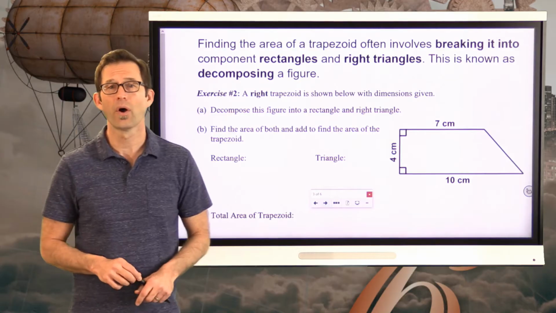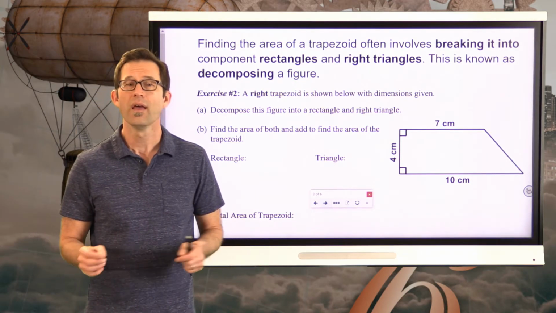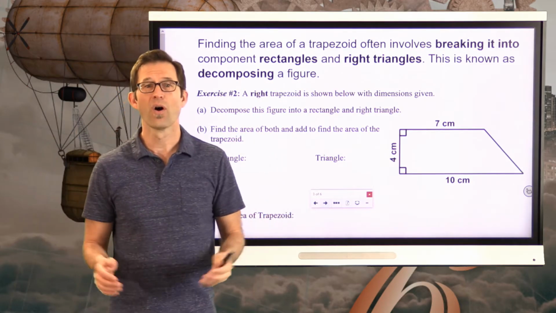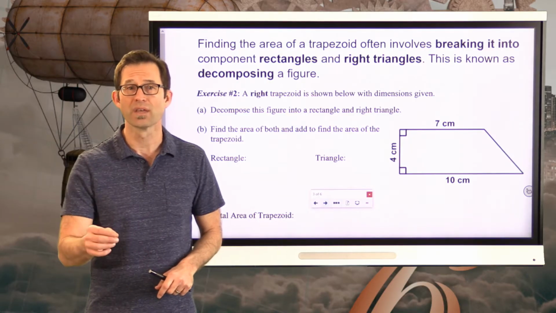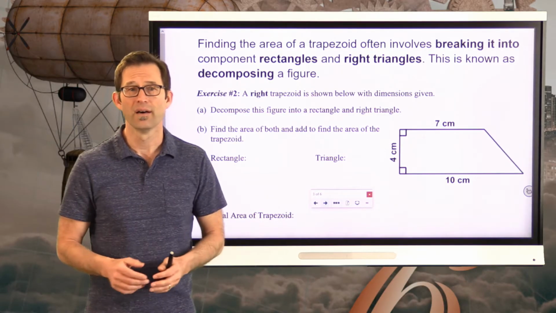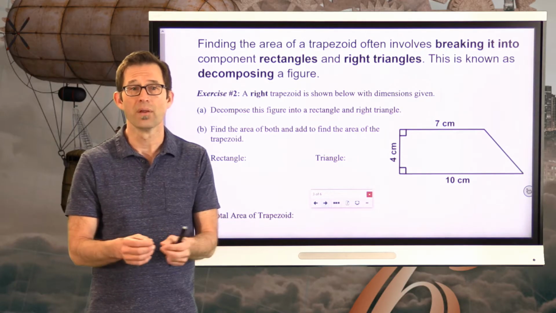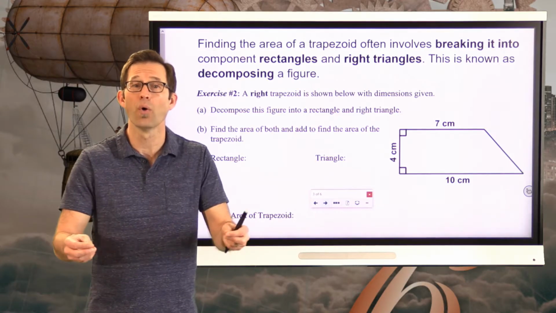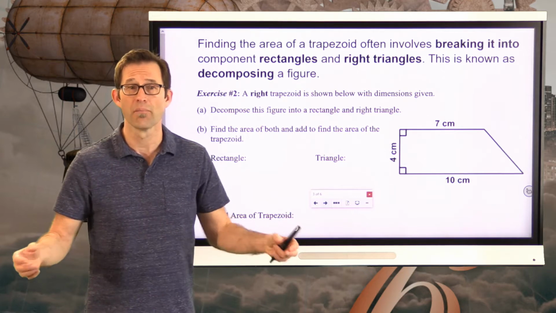Finding the area of a trapezoid almost always involves breaking it into component rectangles and right triangles. This is known as decomposing a figure. Now it's kind of a long word, decomposing a figure, but you've probably heard the word decomposing before, right? If you have a piece of garbage or, like a banana peel, it will decompose out in the wild, which means it breaks down into its component parts. That's what decomposing really means, breaking down into component parts.